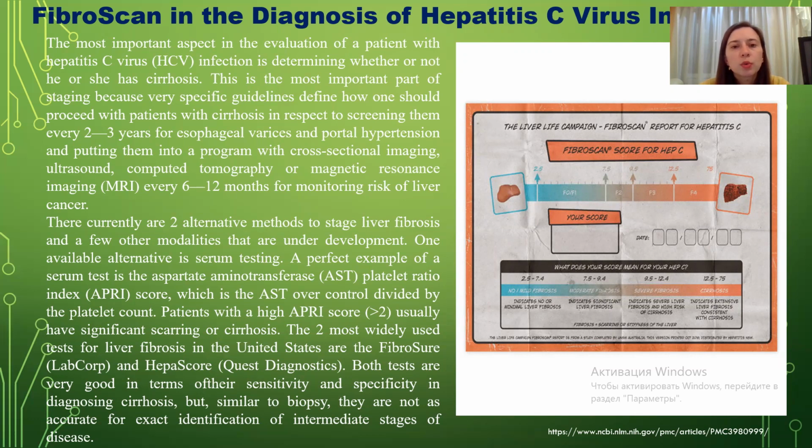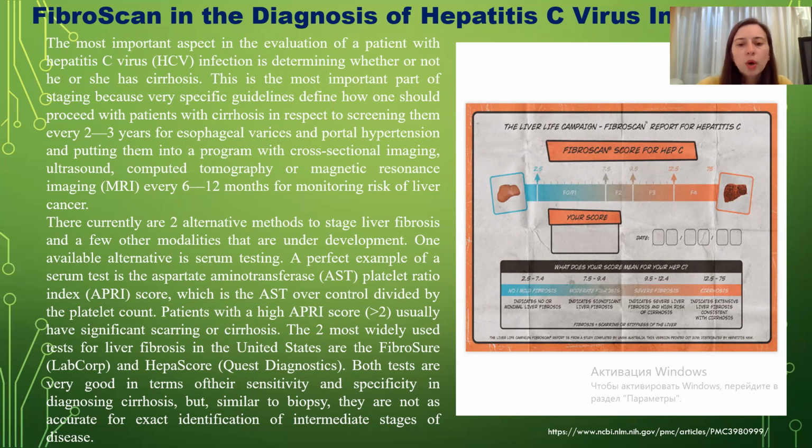with patients with cirrhosis, irrespective of the cause: screen them every 2-3 years for esophageal varices and portal hypertension, and put them into a program with cross-sectional imaging, ultrasound, computed tomography, or magnetic resonance imaging every 6-12 months to monitor the risk of cancer.